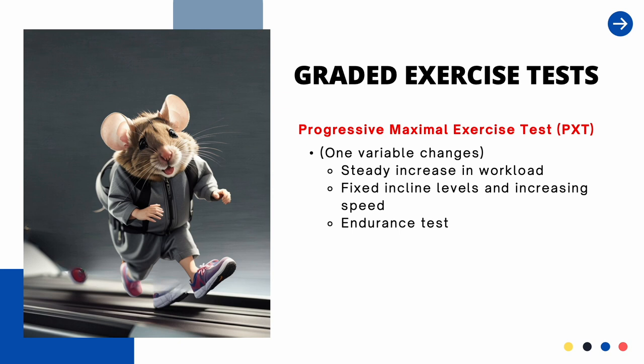The progressive maximal exercise test assesses how long an individual can sustain exercise at a constant level before reaching a state of exhaustion. This may be an indicator of impaired cardiovascular fitness. The test involves a steady increase in workload achieved by increasing treadmill speed while maintaining a set incline and typically lasts greater than 12 minutes. It is basically an endurance test. The PXT is a graded test that starts at a low intensity and incrementally increases in difficulty until the participant reaches their maximal exertion, typically measured by reaching their peak oxygen consumption.